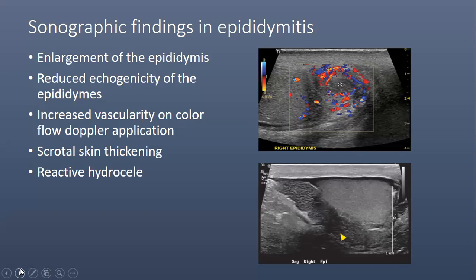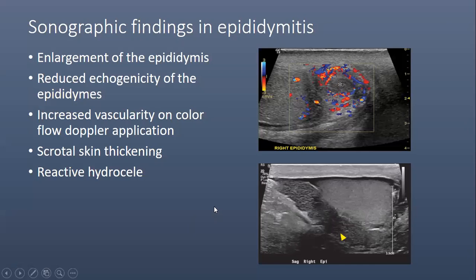Like on the right, the second image, you can see that there is hypoechogenicity, or a speckled appearance. The speckled appearance is due to dilatation of those epididymal tubules. So it's more hypoechoic and thickened.